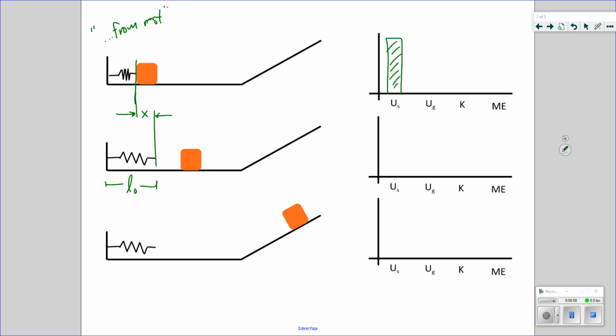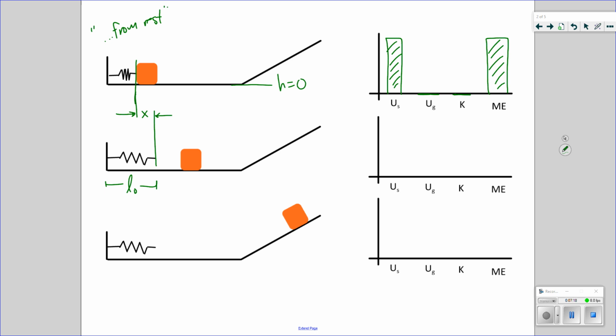Well, if we call this height 0, we can state that the Earth mass system has 0 gravitational potential energy. The system is released from rest, so has no kinetic energy. So the mechanical energy of the system is only the potential energy stored in the spring.